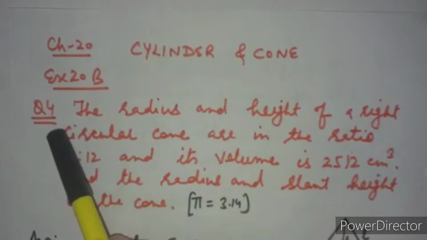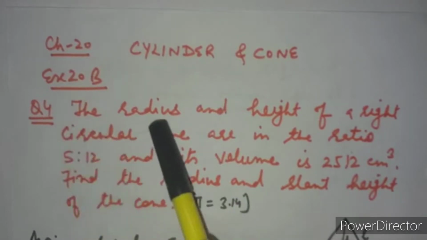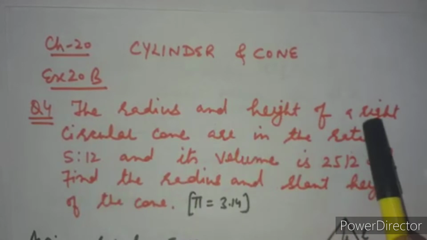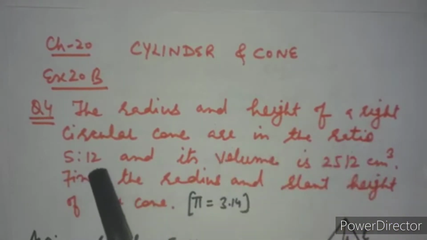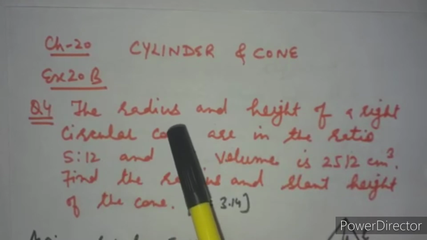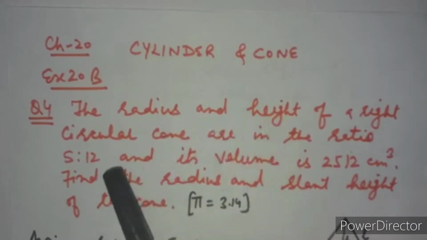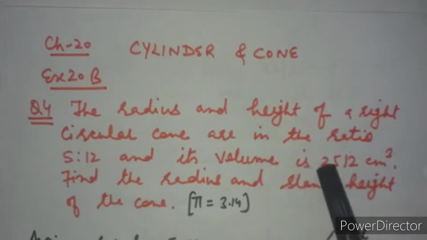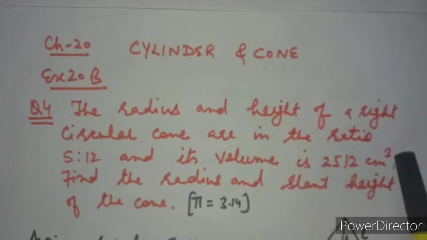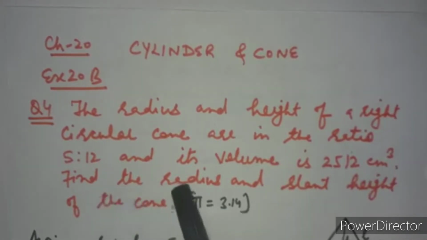पहला है क्वेश्चन नंबर 4। चलिए स्टार्ट करते हैं इसको। Question says the radius and height of a right circular cone are in the ratio 5:12. We are given the ratio between the radius and the height, that is 5:12, and we are also given its volume, which is 2512 centimeter cube. The question is find the radius and the slant height of the cone.